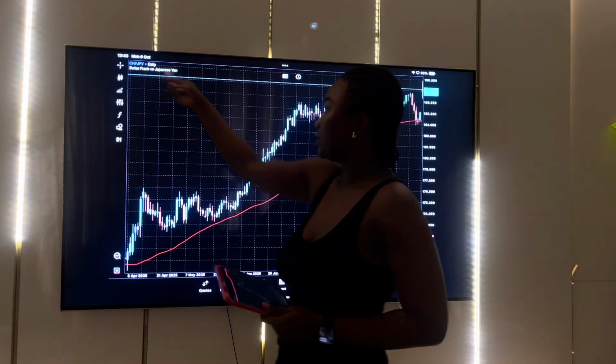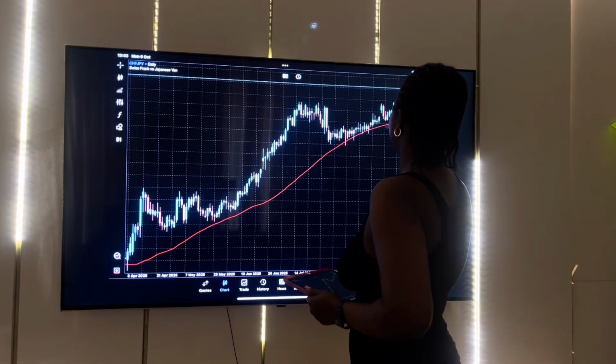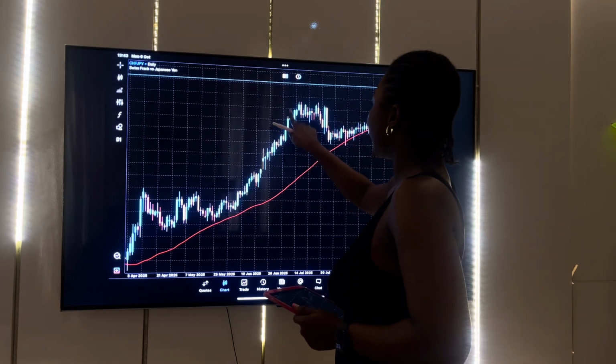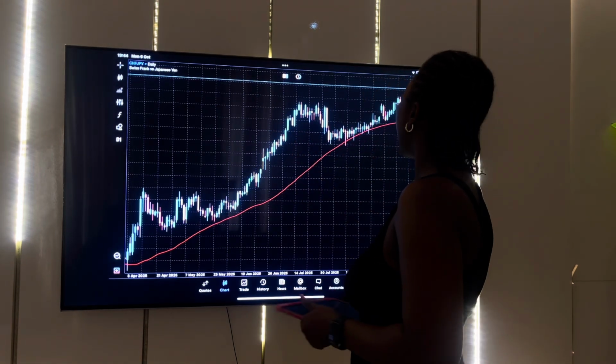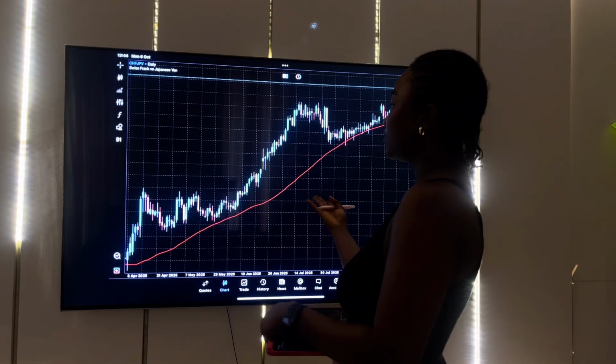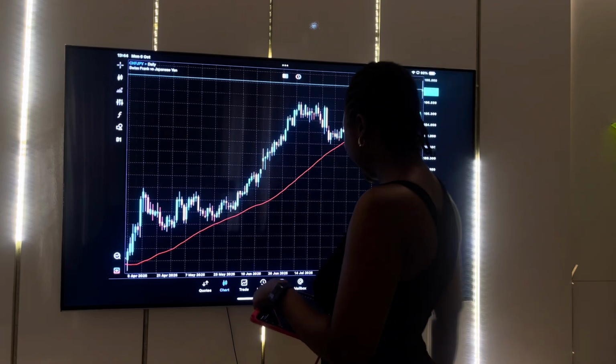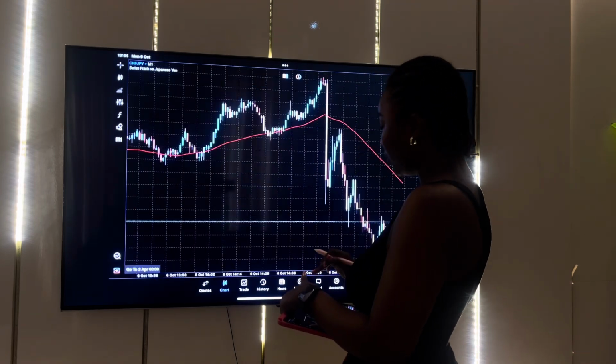If you put the daily, you will see each candle here represents 1 day. Each candle here represents 1 day of movement. Now you may not be able to understand what the 1 day of movement candle may mean, but if you go lower, you will be able to understand.